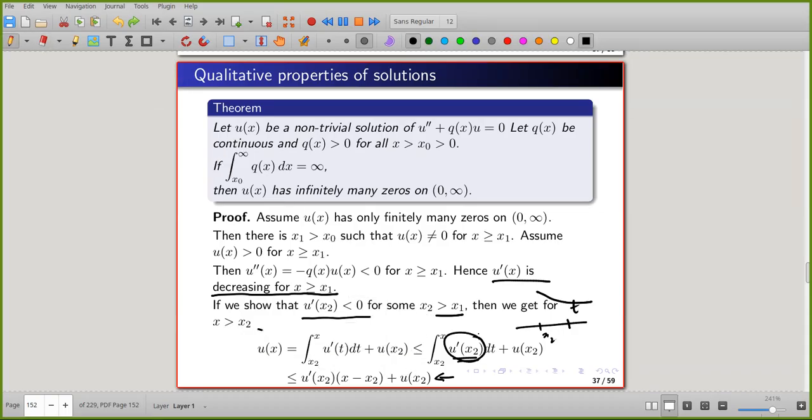This u dash x2 is going to come out, and we are just going to multiply it with x minus x2 plus u of x2. Now by assumption, my u dash x2 is strictly less than 0. So there is something which is strictly less than 0, and u of x2 is a fixed real number. So if I take my x to be very large, then this quantity is going to become negative.